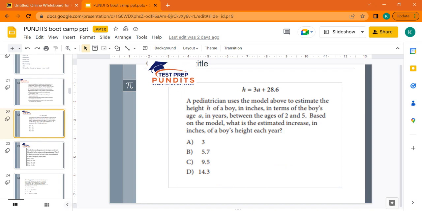h is equal to 3a plus 28.6. A pediatrician uses the model above to estimate the height h of a boy in inches in terms of the boy's age a in years between the ages of 2 and 5. Based on the model, what is the estimated increase in inches of a boy's height each year?